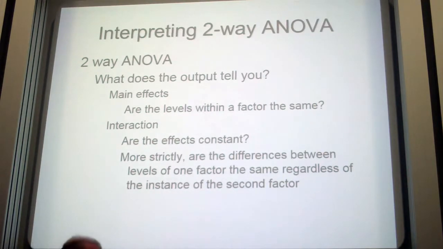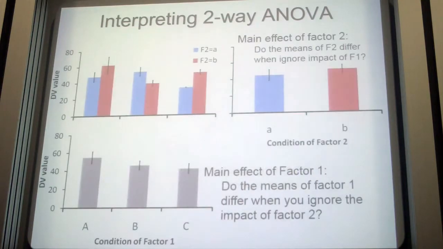The main effects tell you simply, are all the levels of each factor the same? It's averaging across, looking across, so independent of the levels of factor 2. And then the main effect for factor 2 is, are the means of the different levels of factor 2 the same, averaged across or independent of the level of factor 1. And then the interaction term says, are the effects constant? What that's really telling us is looking at the differences between the levels of one factor, and are they the same regardless of the instances of the second factor.